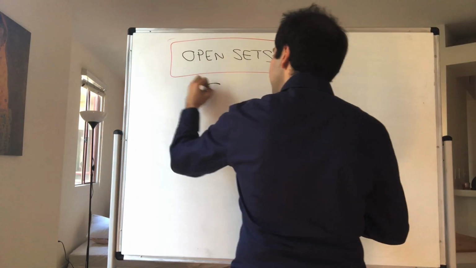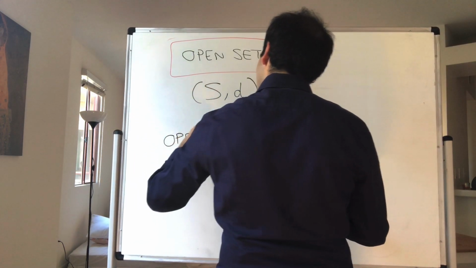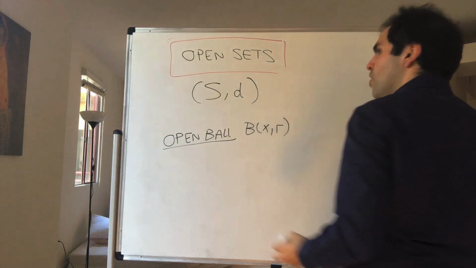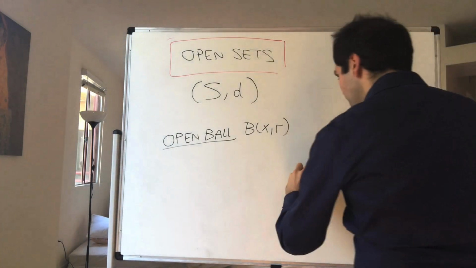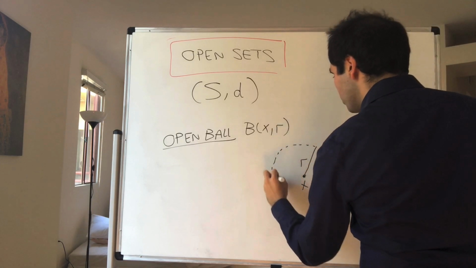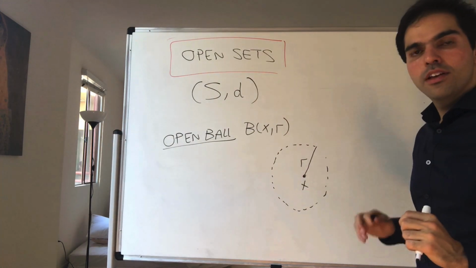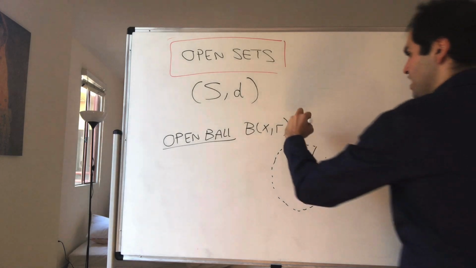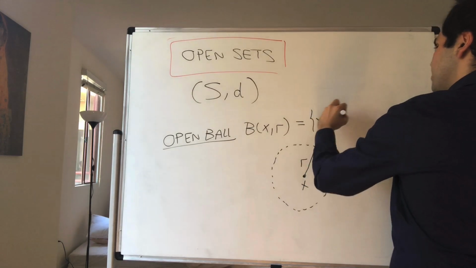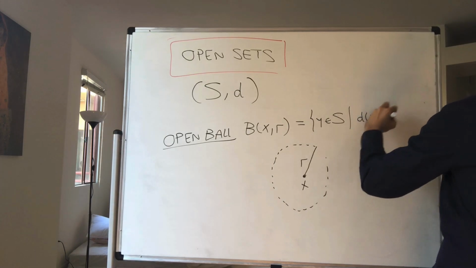And for this, we first need to define the notion of an open ball. So let (S, d) be a metric space. And what does it mean to have an open ball? Well, think about this in terms of, let's say, R^k. What is the ball centered at x and radius r? Well, it's really just a set of points that are at most r away from x. And in fact, it's the same definition here. So the open ball centered at x and radius r is just the set of points y such that the distance between x and y is less than r.